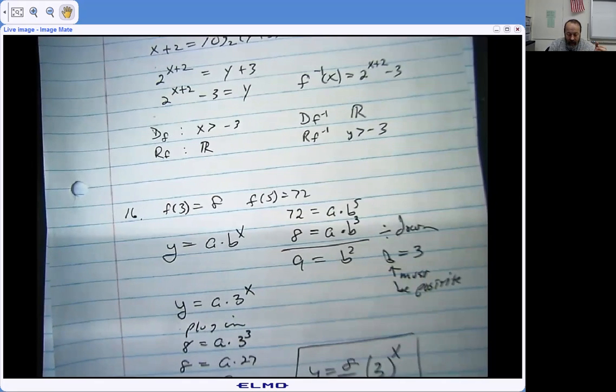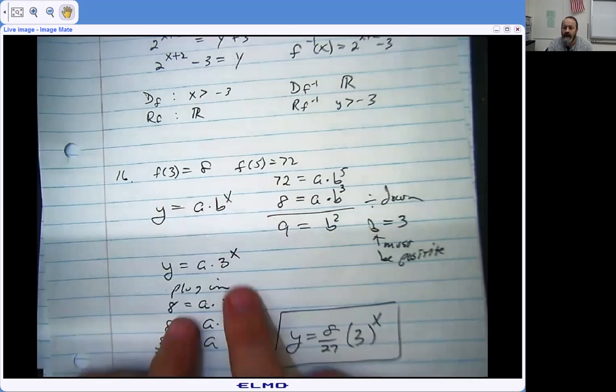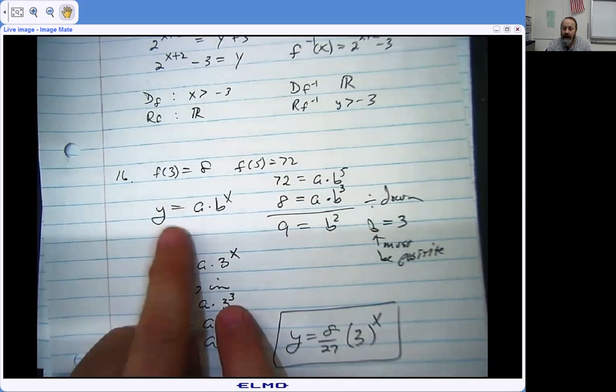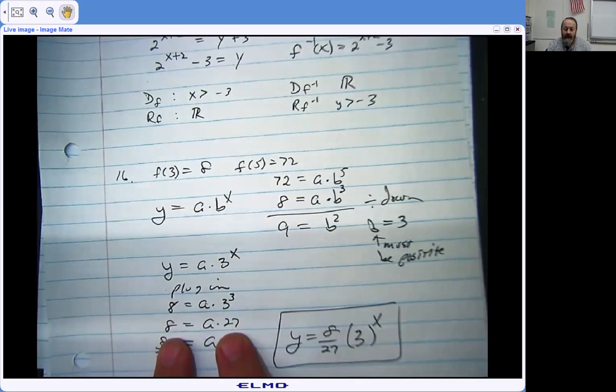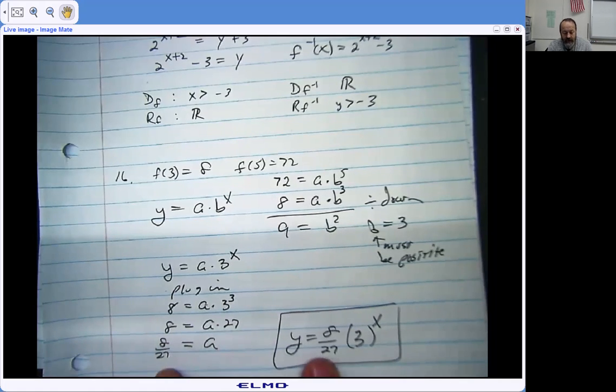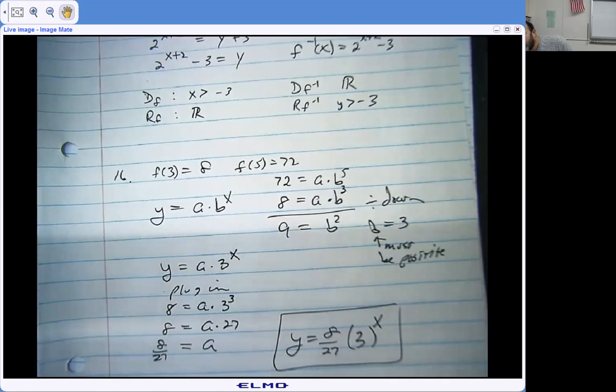So if b is known to be 3, a times 3 to the x, and the only thing I have left to do is to use one of the numbers, and it doesn't matter which number I use. I went ahead and plugged in 3 for x, as this says right here, and I plugged in 8 for y right there. And if you go through the math, 3 to the third is 27. Divide, and all of a sudden now I know what b is, I know what a is, and I have finished my exponential story, and the marathon that is the final exam review is complete.